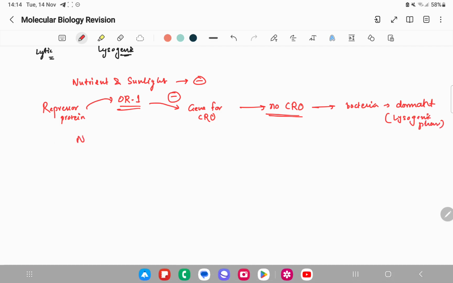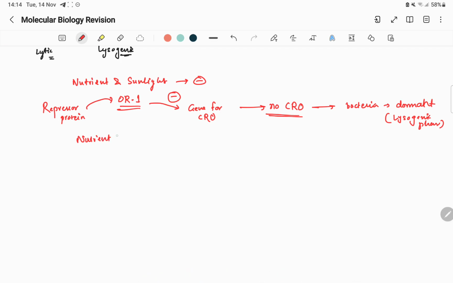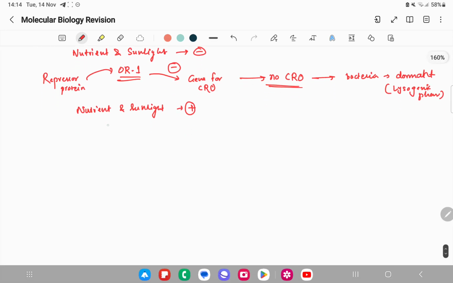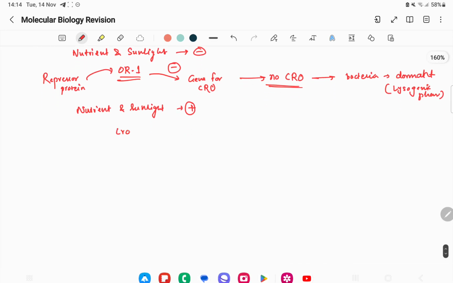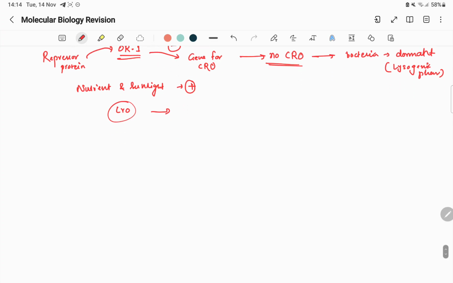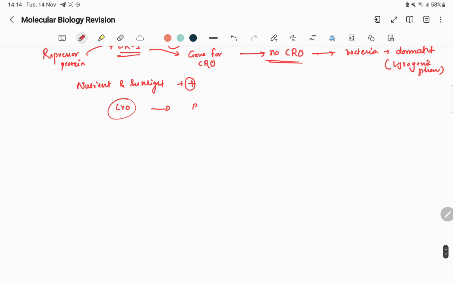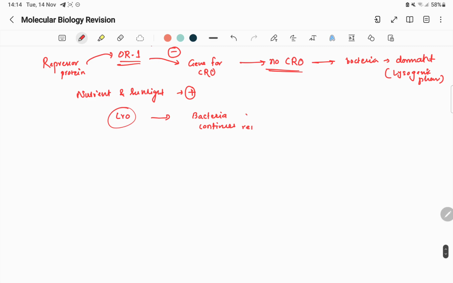If the nutrients and sunlight are both available, then the CRO protein is synthesized and is not repressed. With CRO protein synthesis, the bacteria continues its replication, which is called the lytic phase.